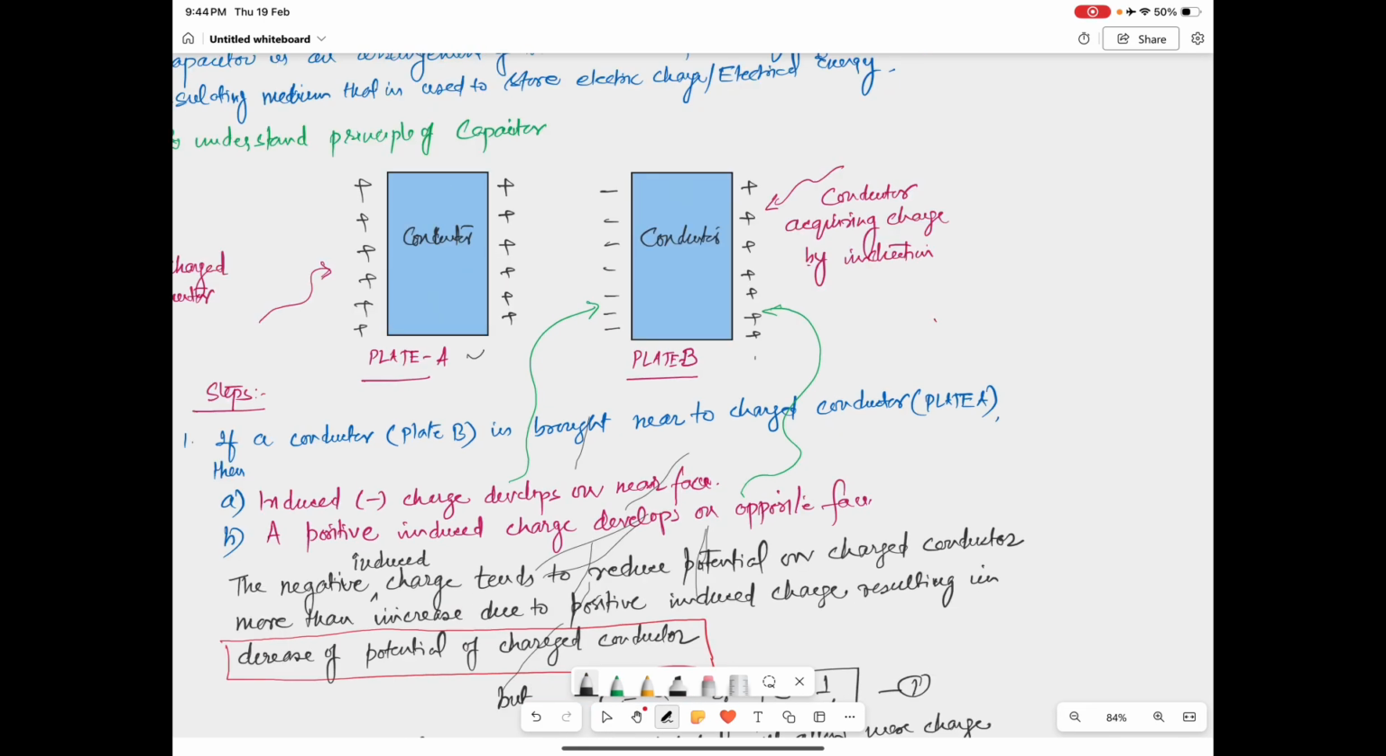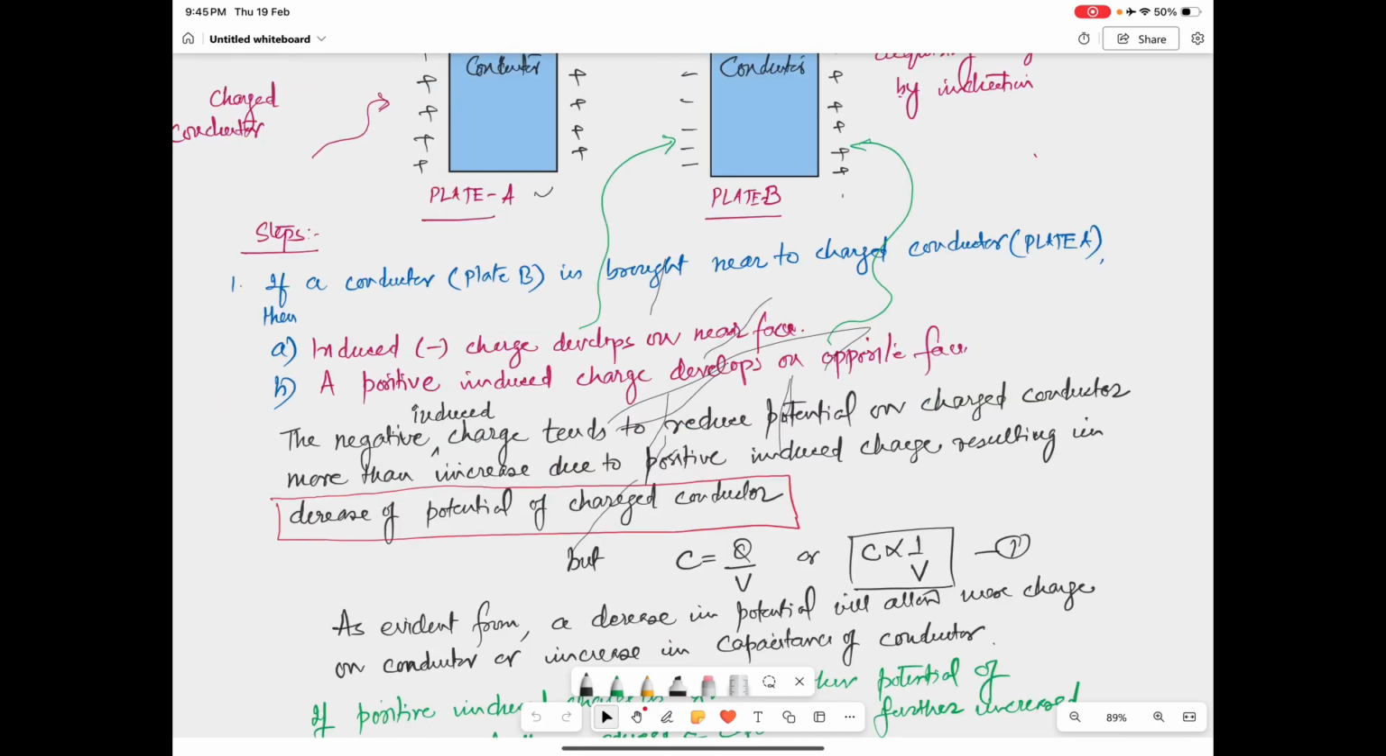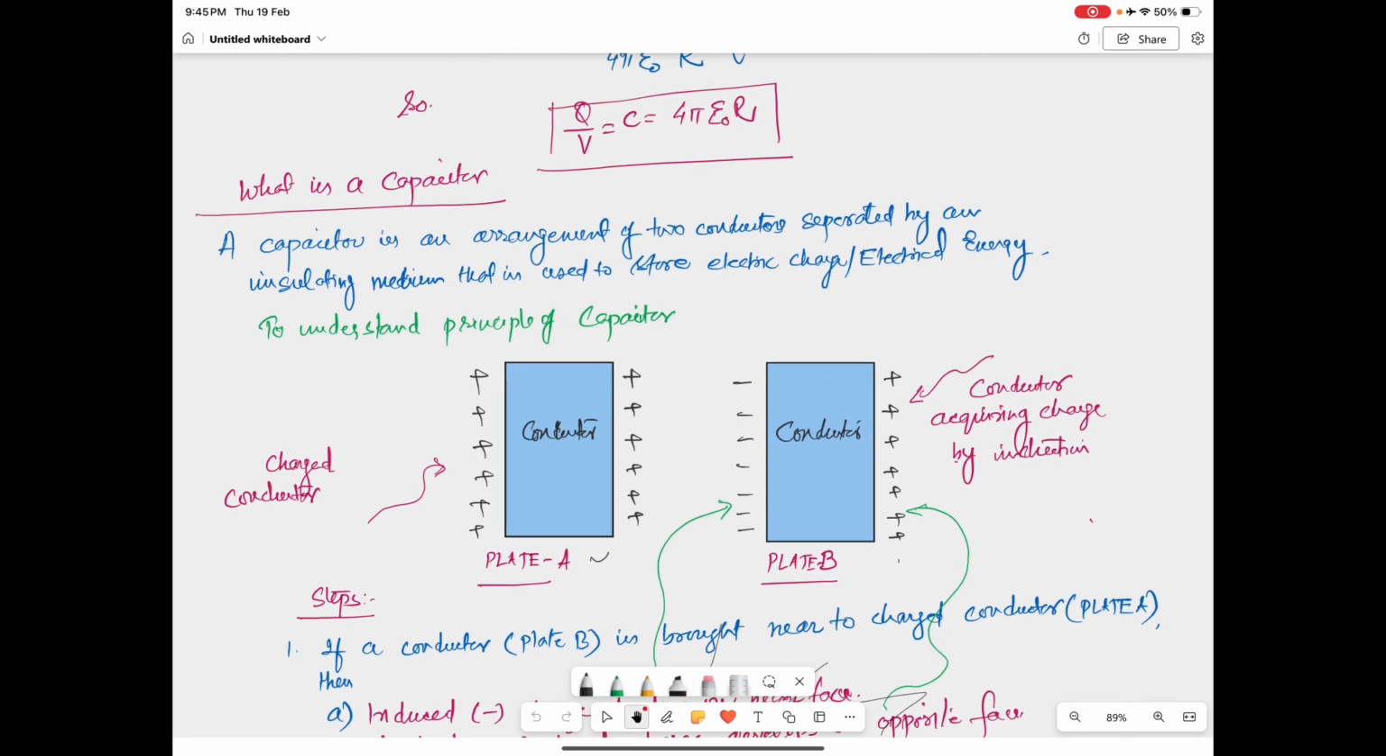But since the negative charge is closer to the conductor and the positive charge is away from the conductor, the net effect is a decrease in the potential of the conductor. Since capacitance is inversely proportional to the potential, the presence of a conductor in the vicinity will allow it to store more charge. So this is the principle of the capacitor.